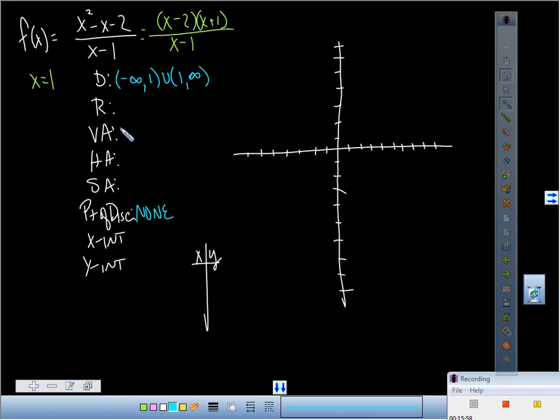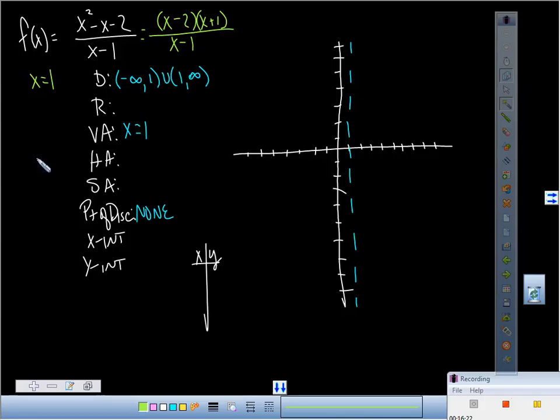What about vertical asymptotes? Yeah, x equals 1. They are the zeros of the denominator. So we'll go over here and we'll draw it. Alright. Everybody with me?